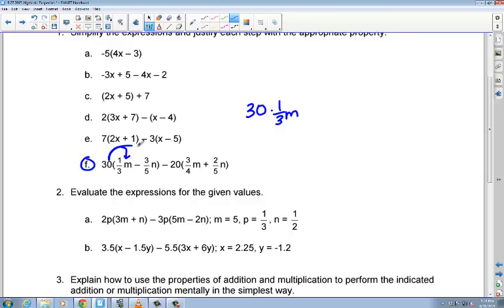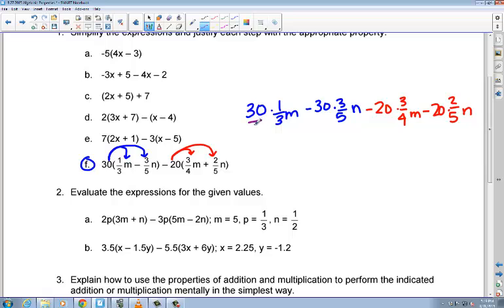Then I'll distribute 30 times -3/5. So I'm going to put a -30 times 3/5 in. Then I'll distribute the -20 times 3/4 M. And then I'll distribute the -20 times 2/5 N. Okay, now it's time to simplify.